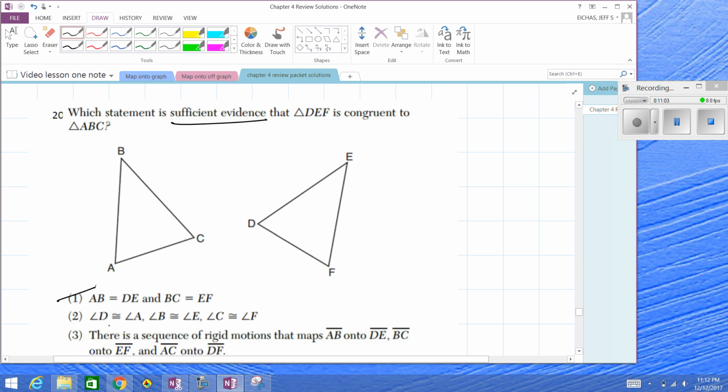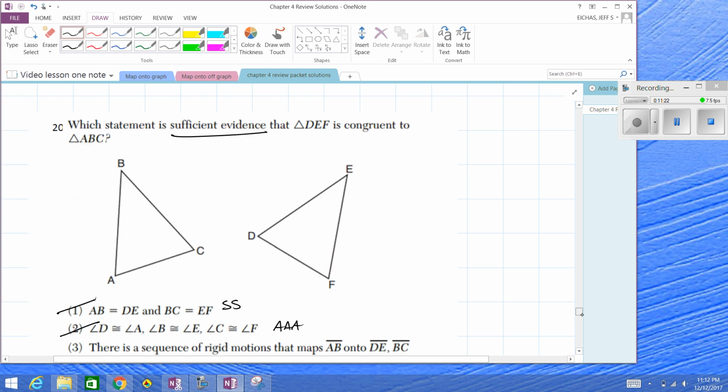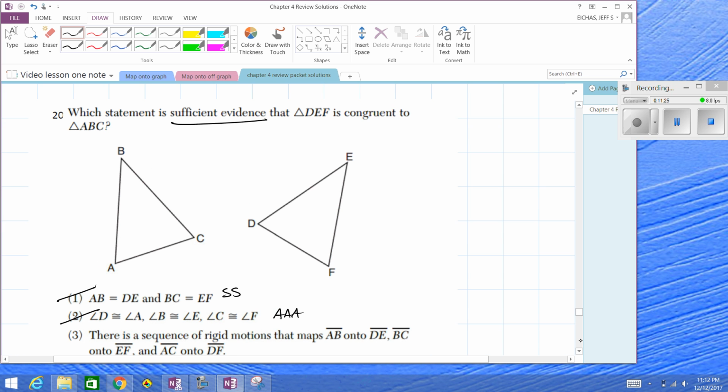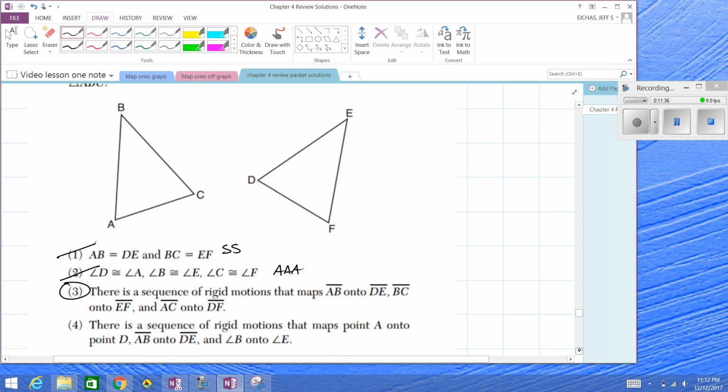What we should know is these are all angles. Just angles is not enough. Okay, we need at least one pair of sides. This is going to get us angle, angle, angle. This is only getting us side, side. There's a sequence of rigid motions that maps AB onto DE, BC onto EF. That would be pretty good if those are actually, in fact, matching. AB to DE, yes, BC to EF, and AC onto DF. That's going to be good. Okay? That should definitely be good.